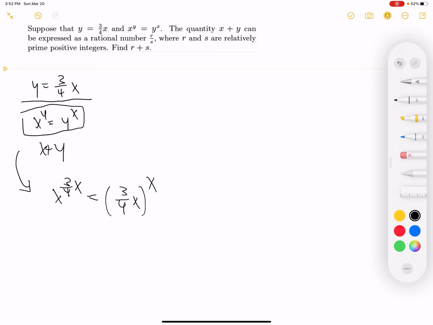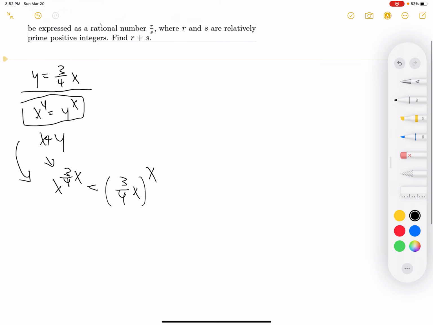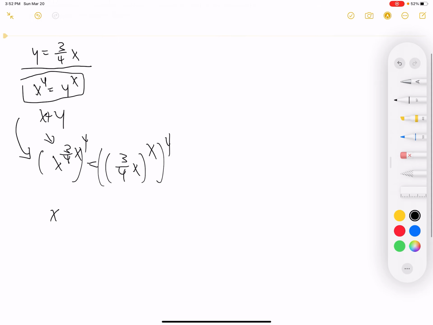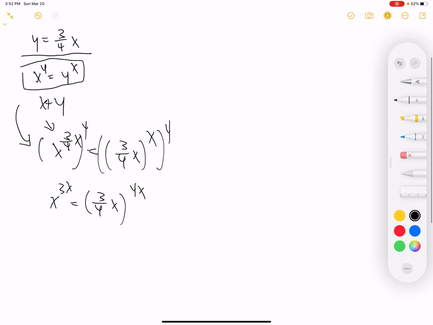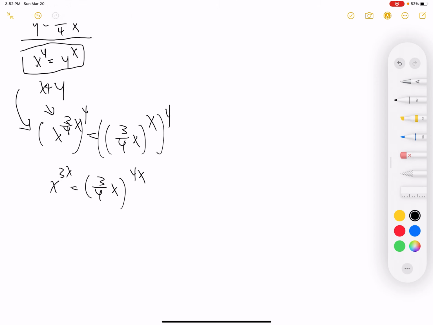And the next thing is that this 3/4 here is kind of annoying because we don't really like fractions in exponents. So why don't we just take to the power of 4 on both sides? And therefore, we have x to the power of 3x equals 3/4 of x to the power of 4x. And then, since this is 3/4 of x to the power of 4x, we can simply split this apart: (3/4)^(4x) multiplied by x to the 4x equals x to the 3x.